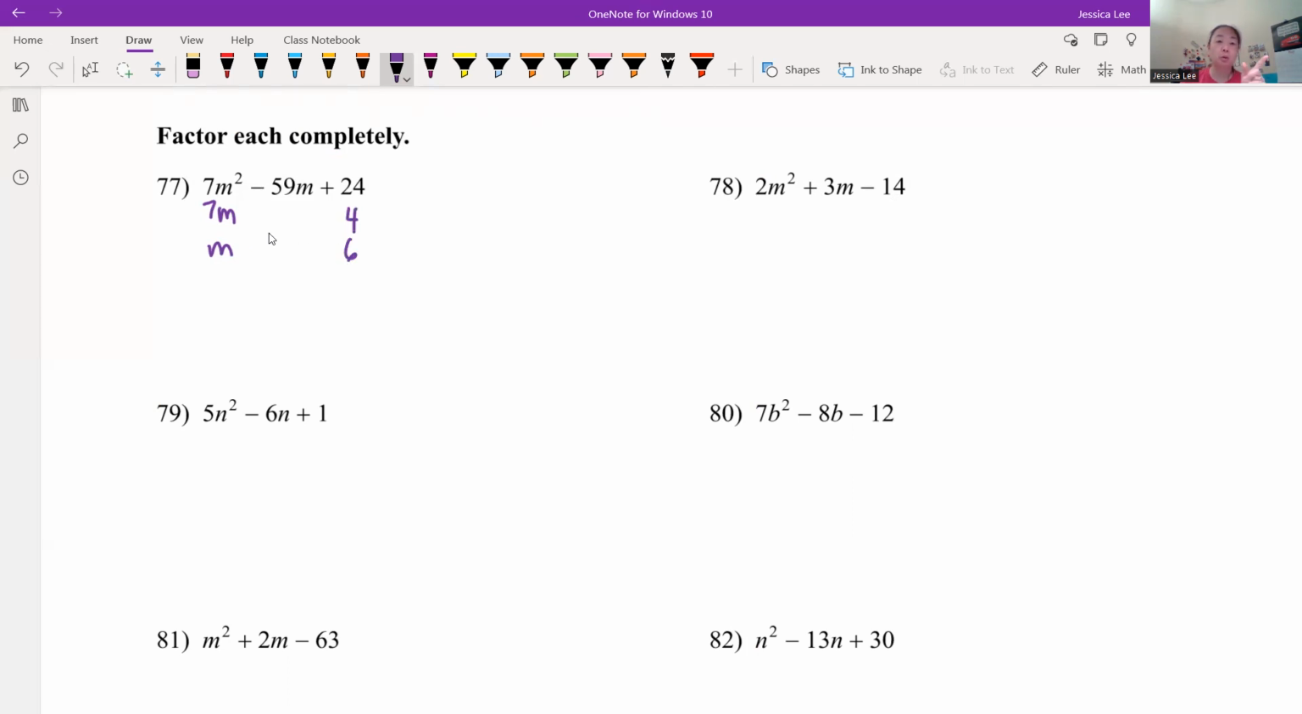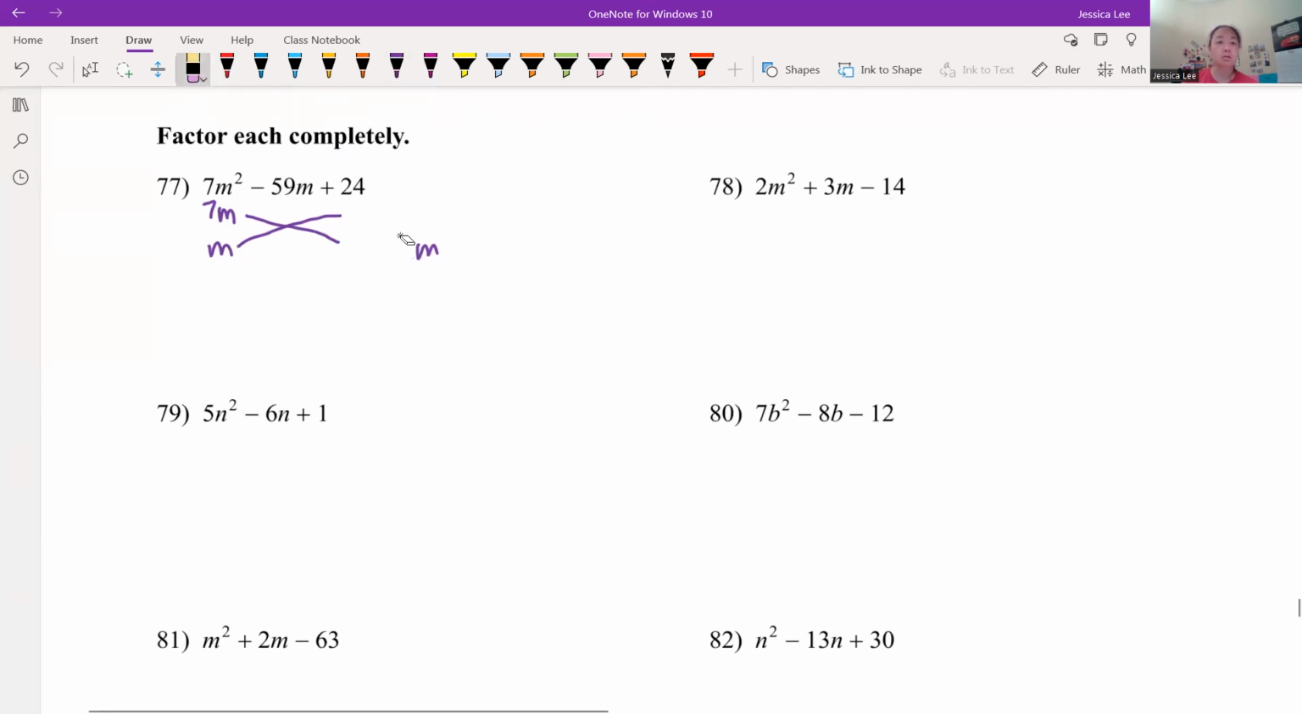Now this is what we call the crisscross method. Right, so m times 4 is going to be 4m. M times 6, or 7m times 6, is going to be 42m. Can I use these two numbers, adding or subtracting, to get to 59? No, can't get that, right? So these are not the right numbers.